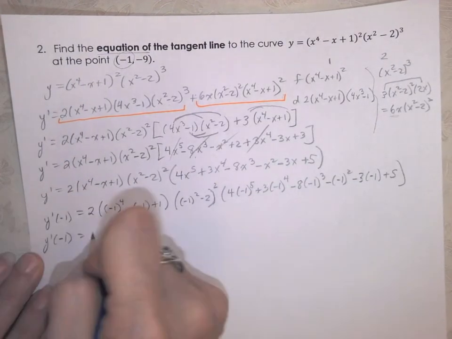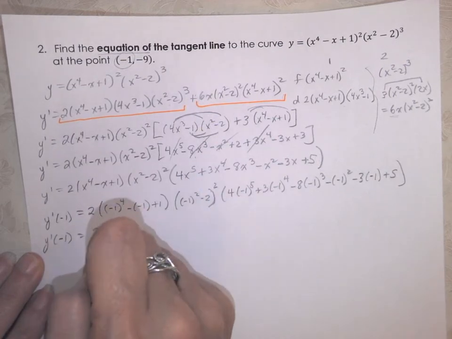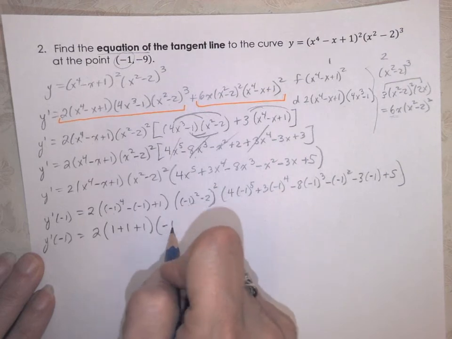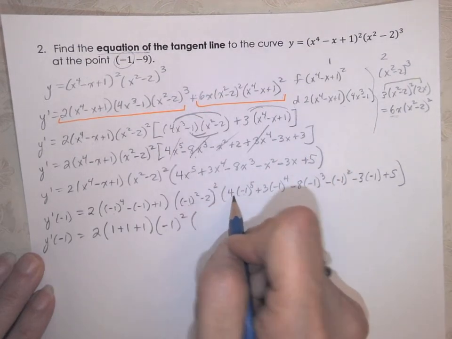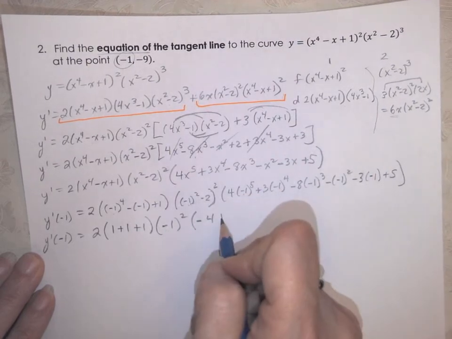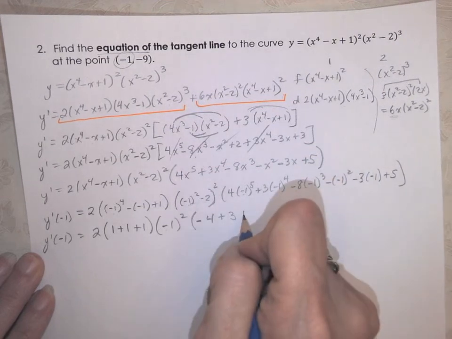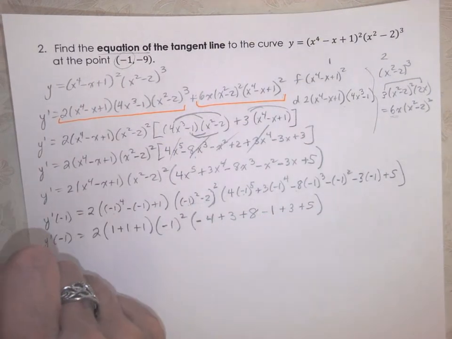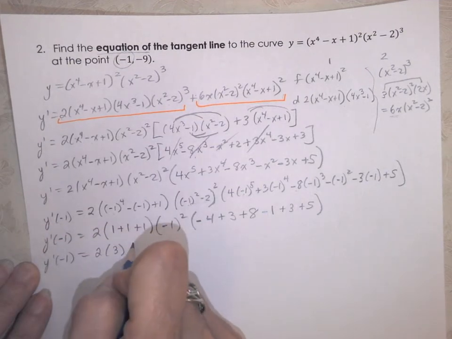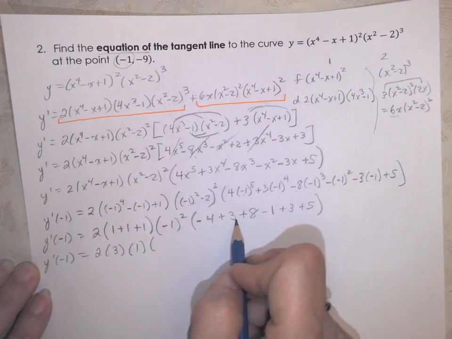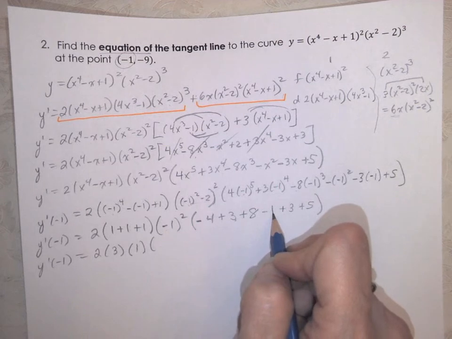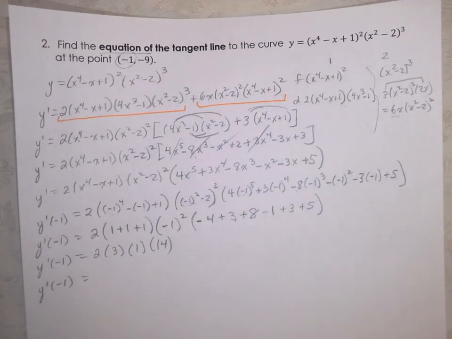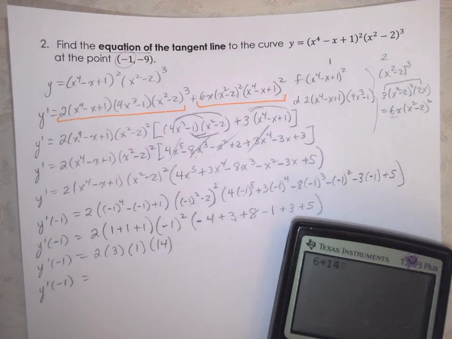y prime at -1 is 2 times, so that's going to be 1 plus 1 plus 1 times 1 minus 2 is -1 squared times, so that's going to be -1 times 4 is -4 plus 3. -1 times -8 is +8 minus 1 plus 3 plus 5. So that's 2 times 3 times 1 times, so it's -1 plus 8 is 7, minus 1 is 6, 9, 14. So y prime at -1 is 6 times 14, 84.